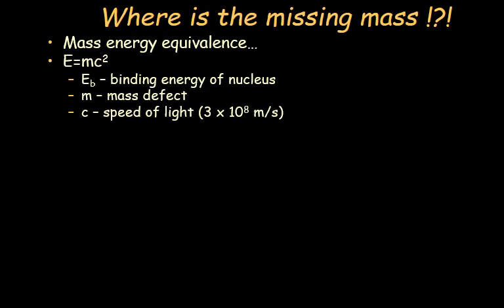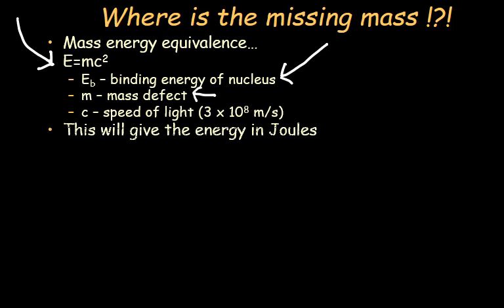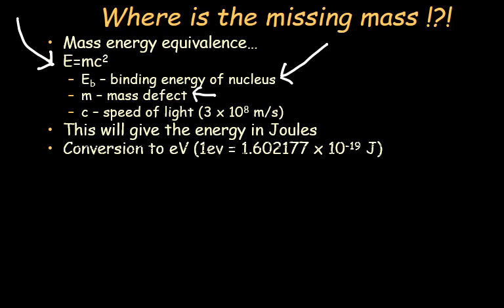What ends up happening is we arrive now at probably the most famous equation of physics, E equals mc squared. E is the binding energy of the nucleus. That nucleus is bound together, and that mass defect turns out to actually be energy holding the nucleus together. We'll get the energy in joules here, and we can obviously convert to electron volts. It makes a little bit more sense.